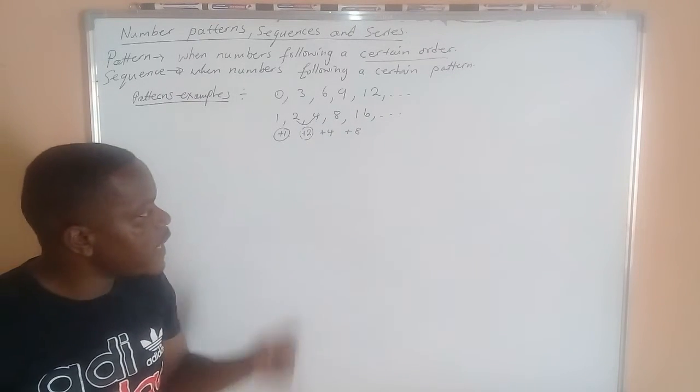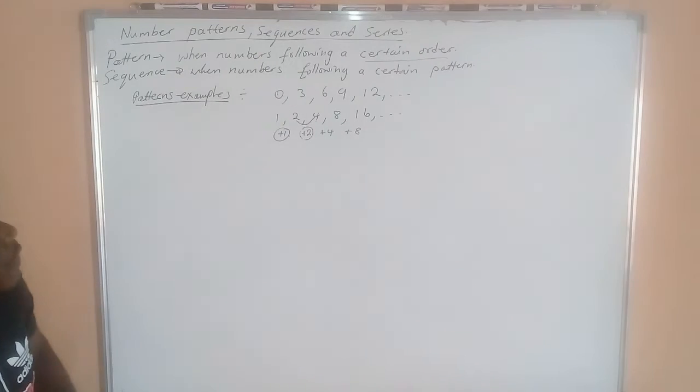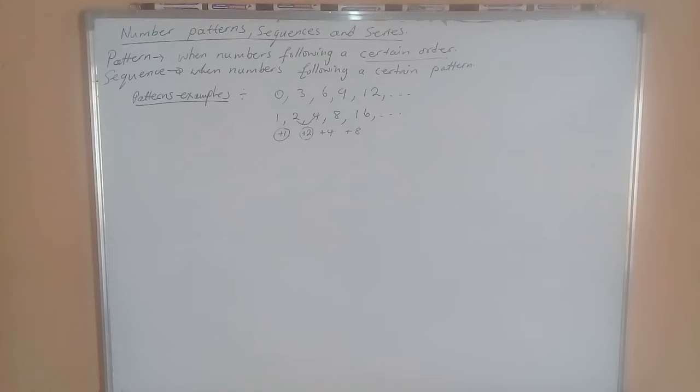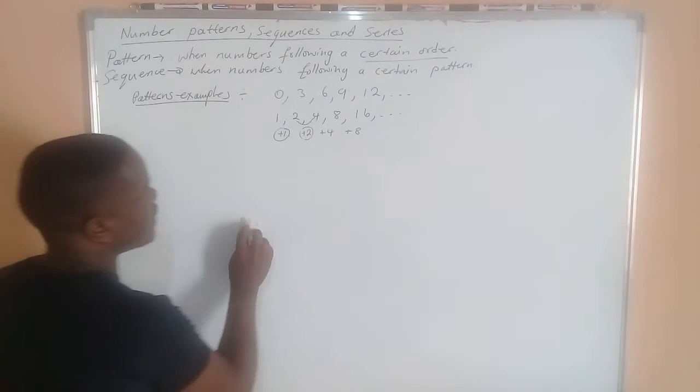Therefore, they are following a uniform order. So this also qualifies as a pattern because those numbers are following a certain order of multiplying the previous difference by 2 and adding to get the next term, or simply multiplying the previous term by 2 to get the next term. It also qualifies like that.